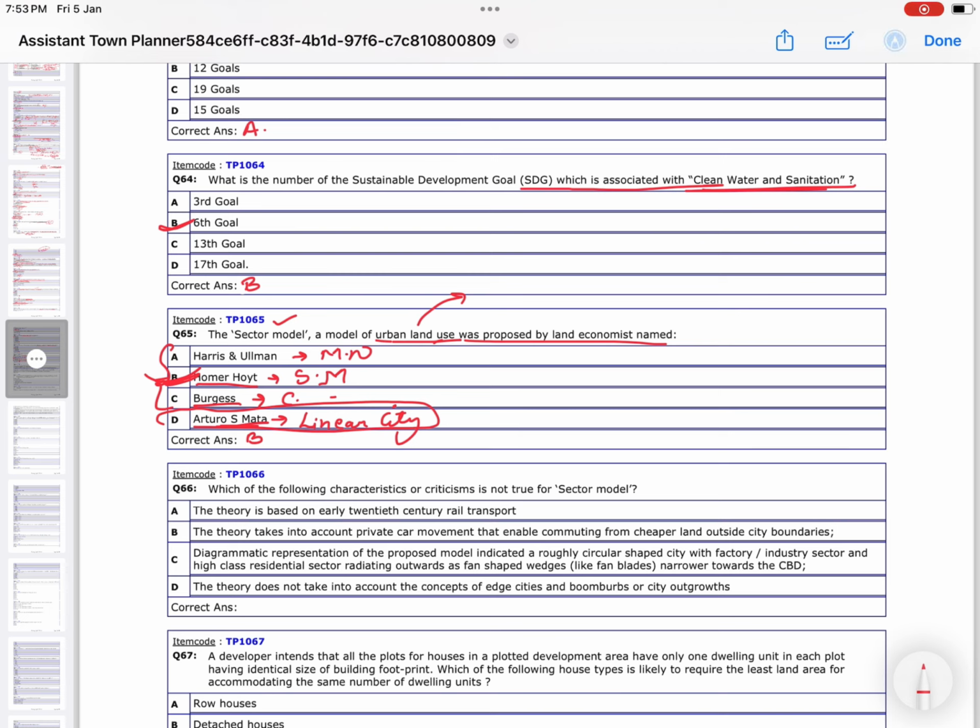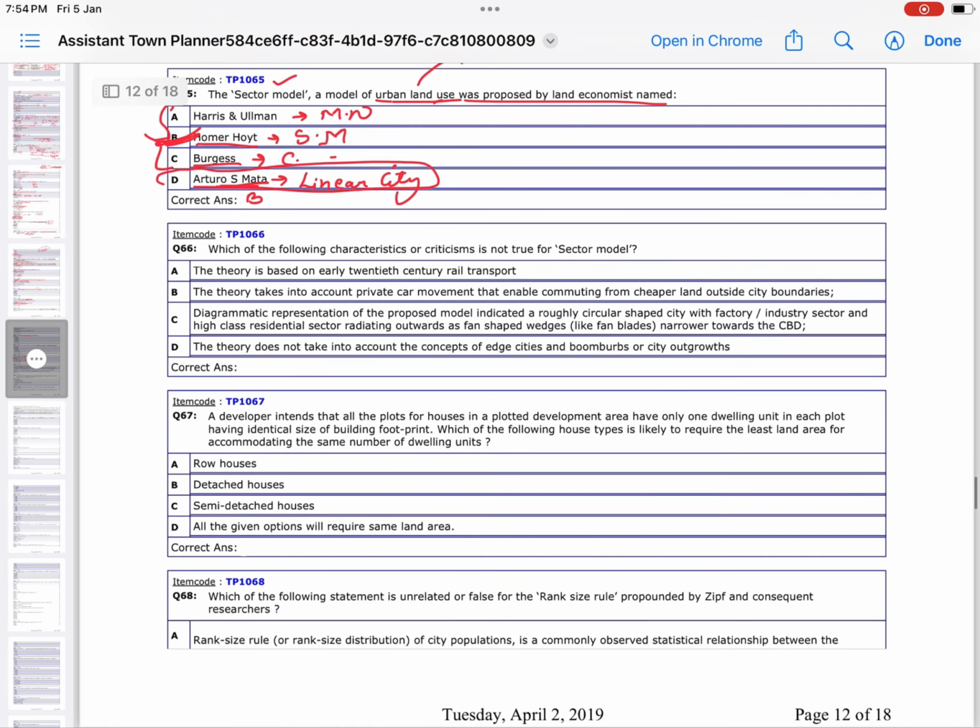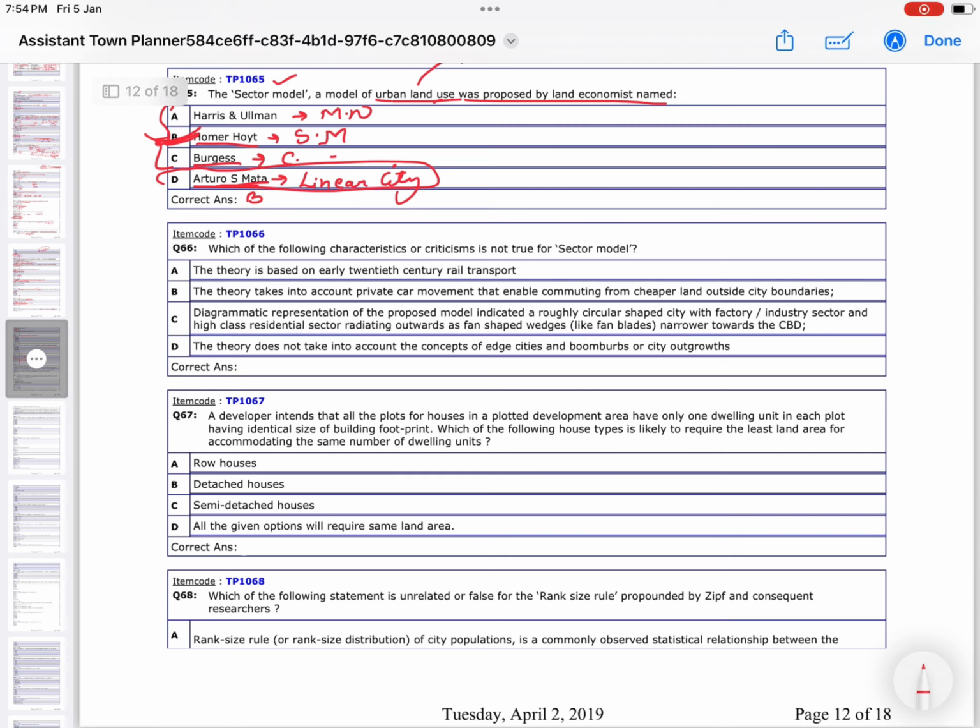Moving on to question number 66. Which of the following characteristics or criticisms is not true for the sector model? Now I will suggest you go through the multi-nuclei, sector, and concentric zone models. And now they are asking in detail about the criticism which is not true for the sector model.